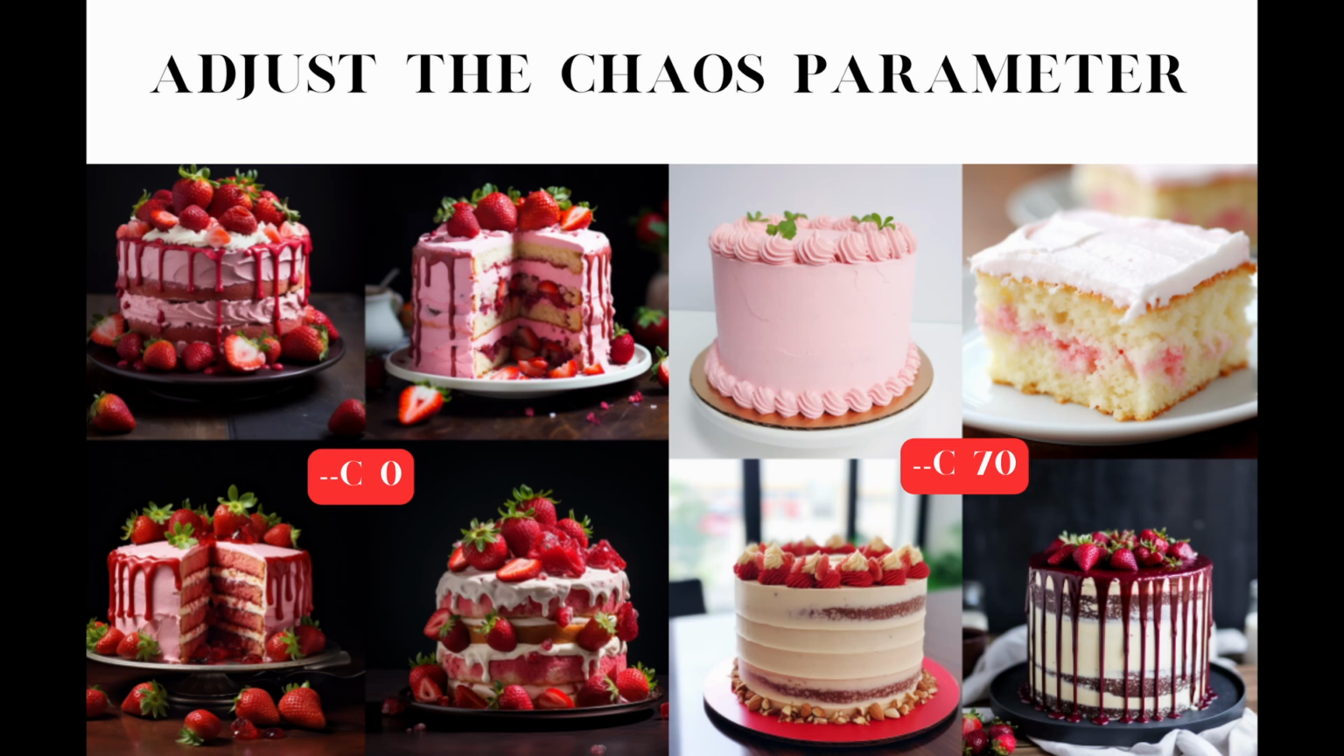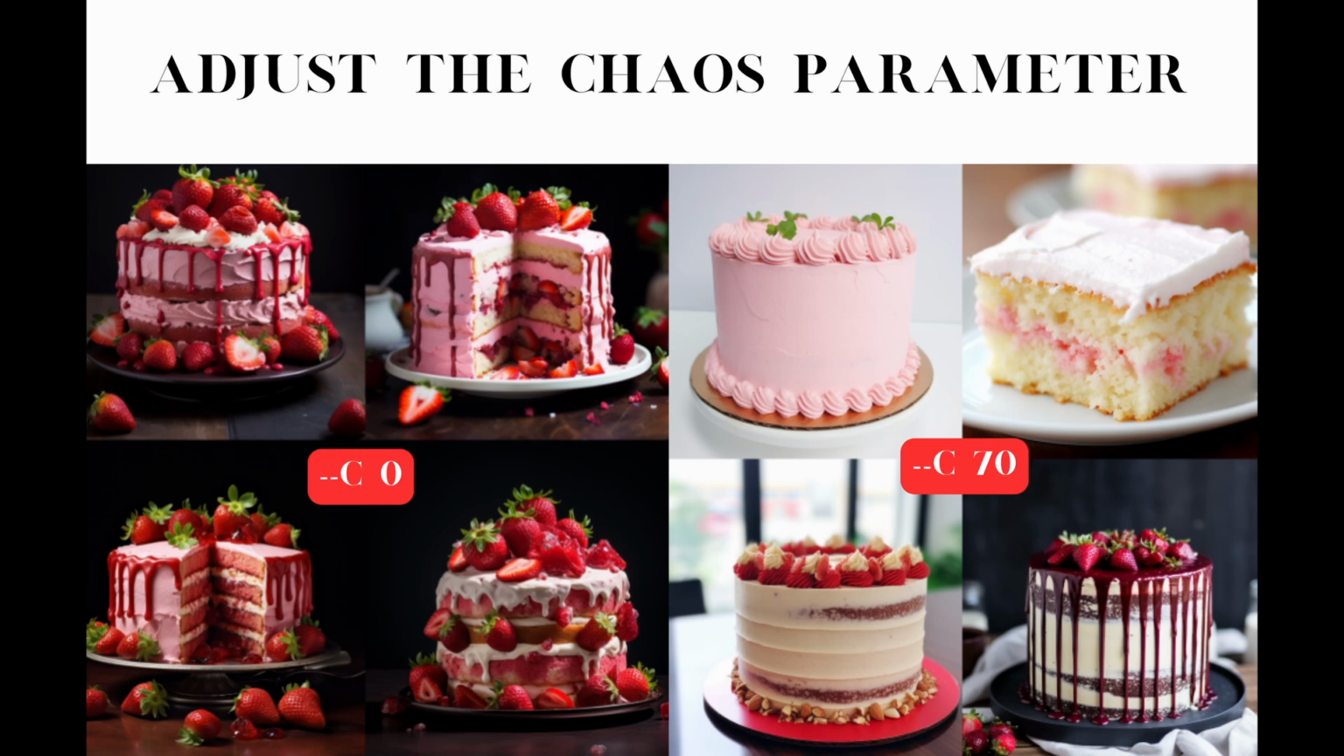16. Adjust the chaos parameter. At the end of the prompt, you put chaos and a number, and you can choose a value between 0 and 100. This is how you change how varied the results will be. Higher values produce more unusual and unexpected generations. If you put a low chaos parameter, you will get 4 very similar images. If you put a high chaos parameter, you will get 4 very different images.